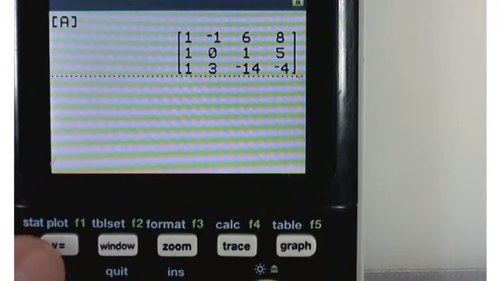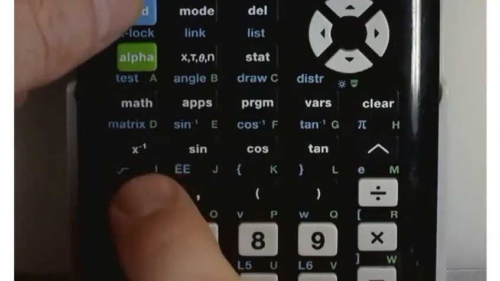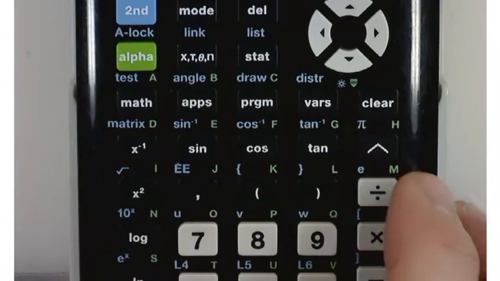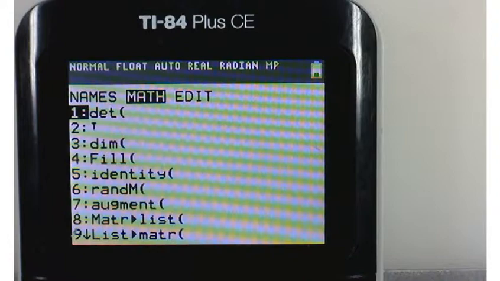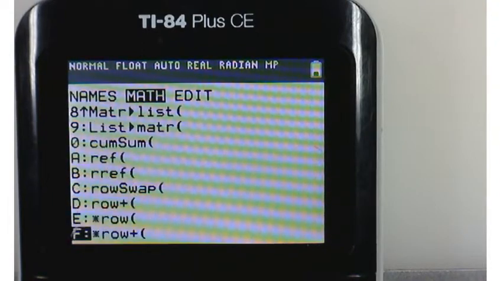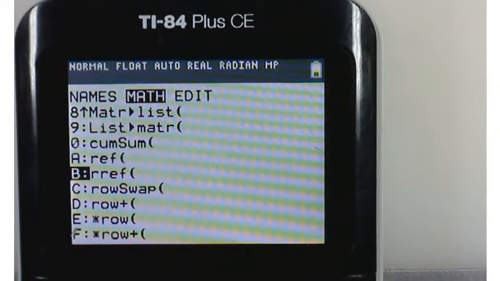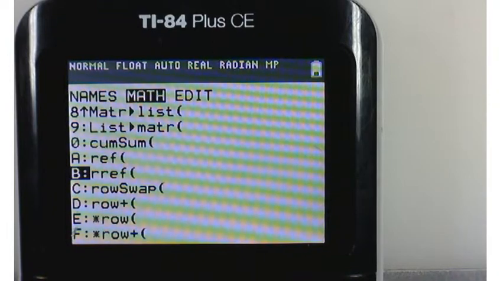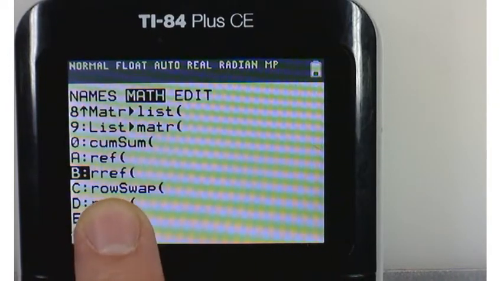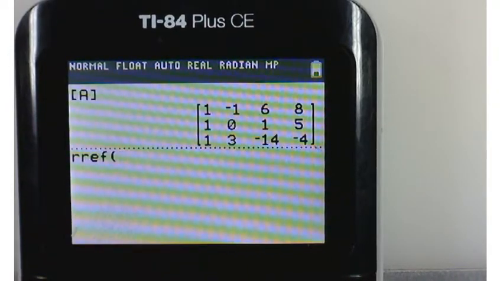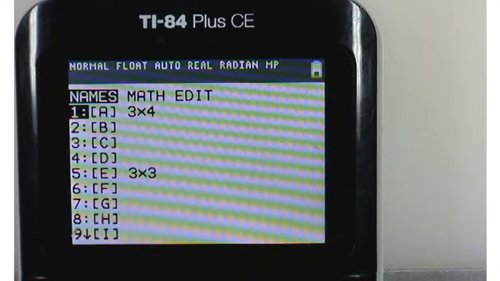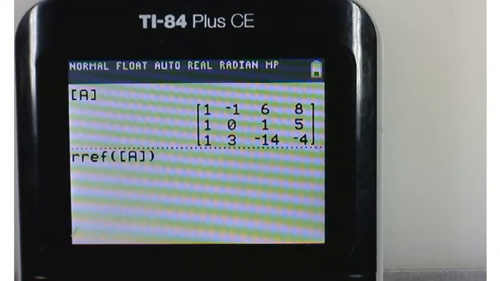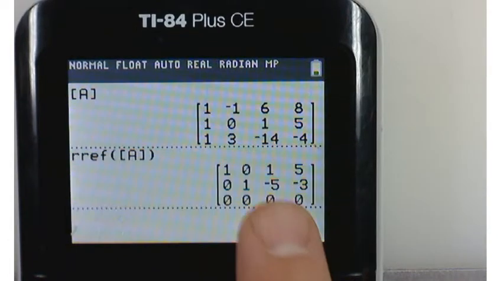So hit the second key, then the X inverse key, which takes you to the matrix menu. Let's go over to math. If you go up rather than go down, might get there a little faster. I want this in reduced row echelon form. We want a reduced row echelon form of what? You have to tell it what. Matrix A. So go back to your matrix menu and get reduced row echelon form from matrix A.